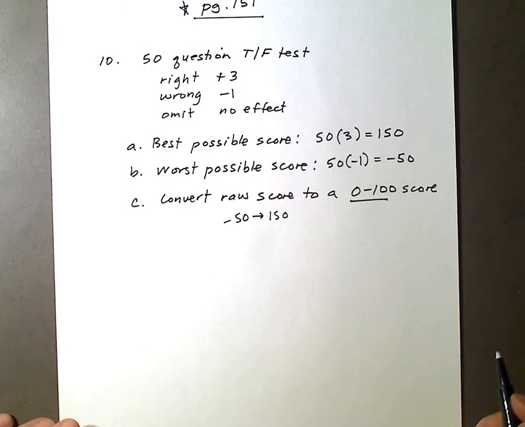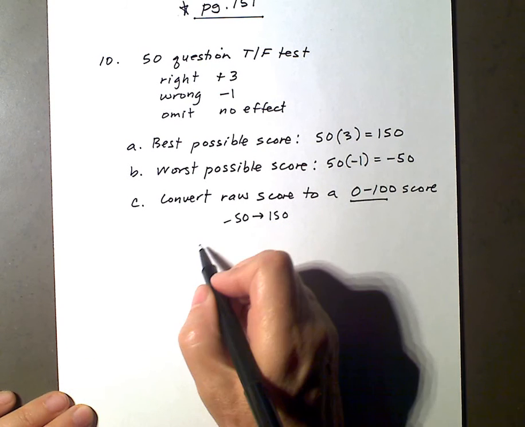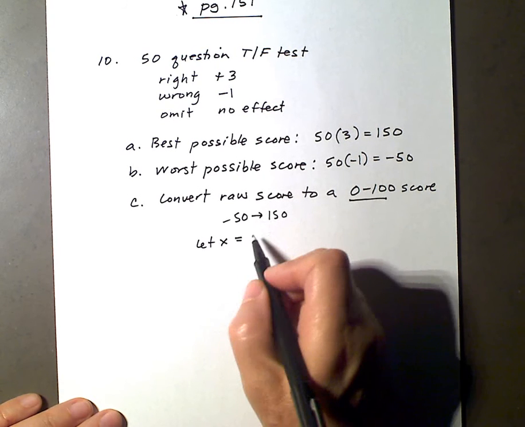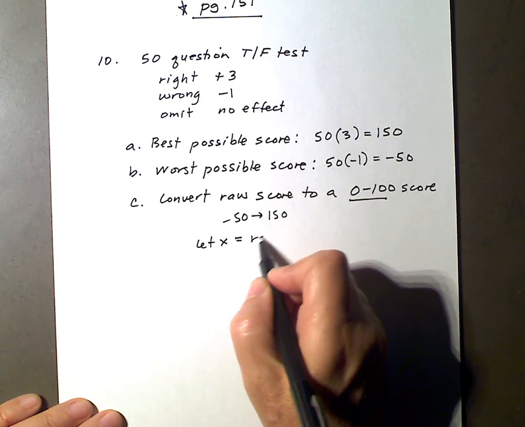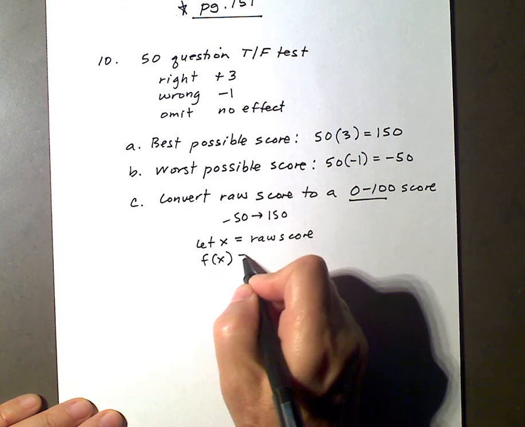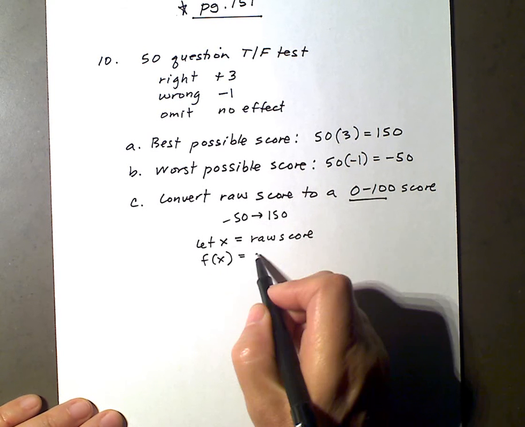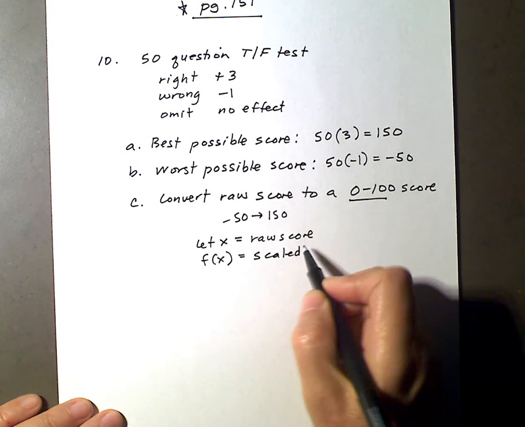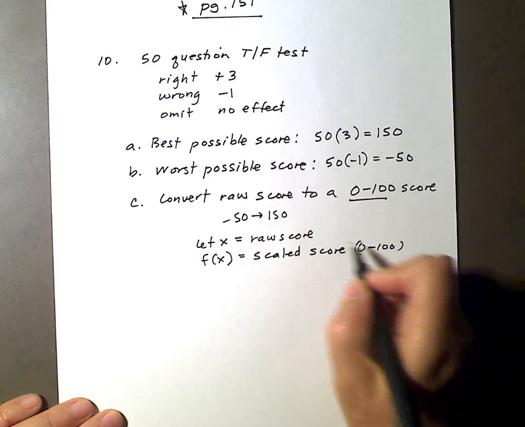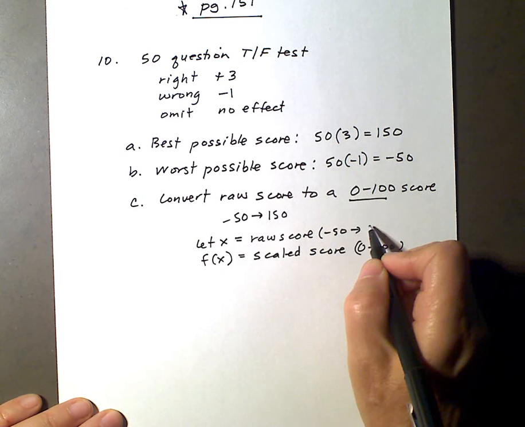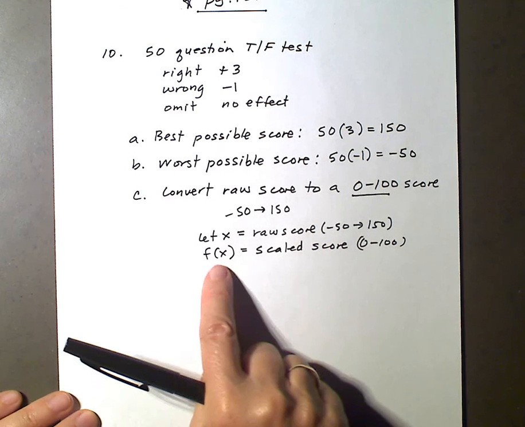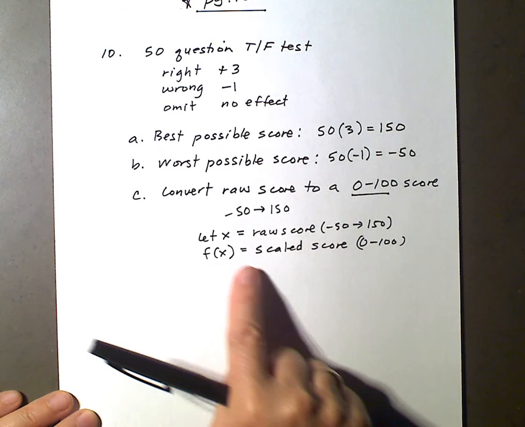But the easiest thing to do is to let x be the raw score on this -50 to 150 scale. And then y, or f of x, after we've done something to x, is the scaled score, that's the 0 to 100 score. The raw score goes from -50 to 150. Okay, so what we need is a function, f of x equals some slope times x plus b.